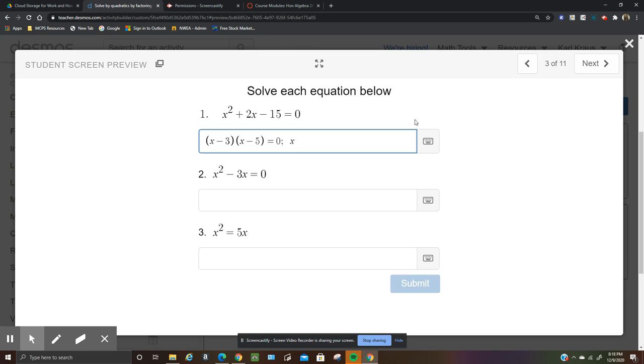So then equate each factor to 0. X minus 3 equals 0, or x, whoops, there should be a plus here, or x plus 5 equals 0. And then if I solve each of those equations there, x equals 3 or x equals negative 5.